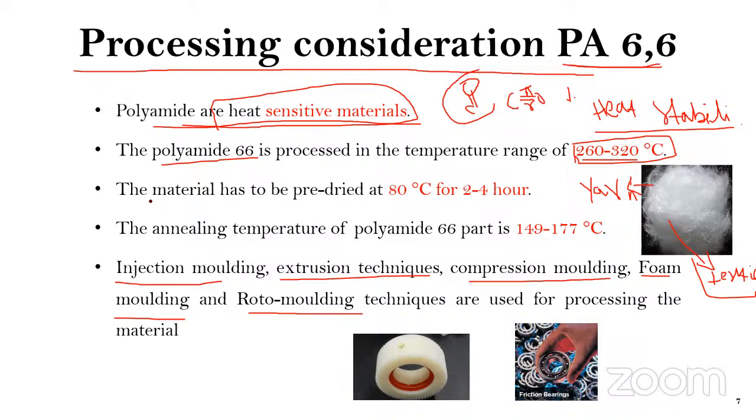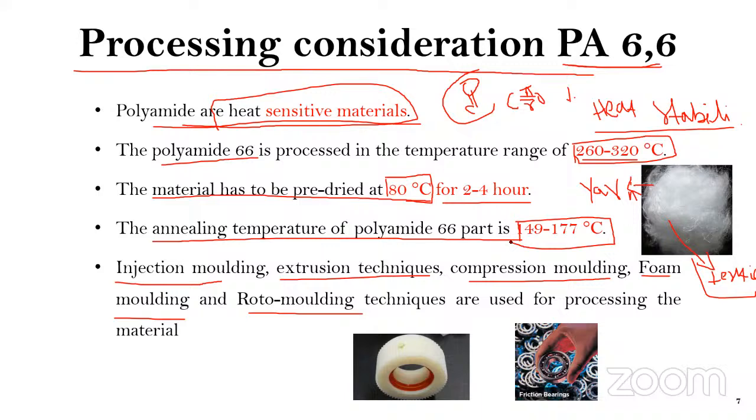As I told you, nylon materials are quite prone to moisture. That is the reason this material has to be pre-dried at 80 degrees Celsius for 2 to 4 hours prior to processing, to remove all the moisture that has accumulated on the surface of the nylon material. And the annealing temperature of polyamide can be 149 to 177 degrees Celsius.